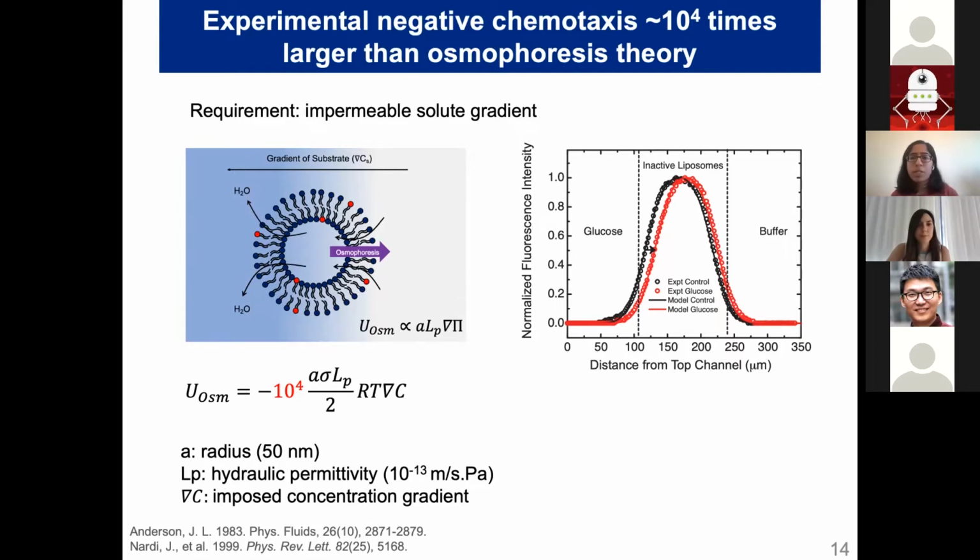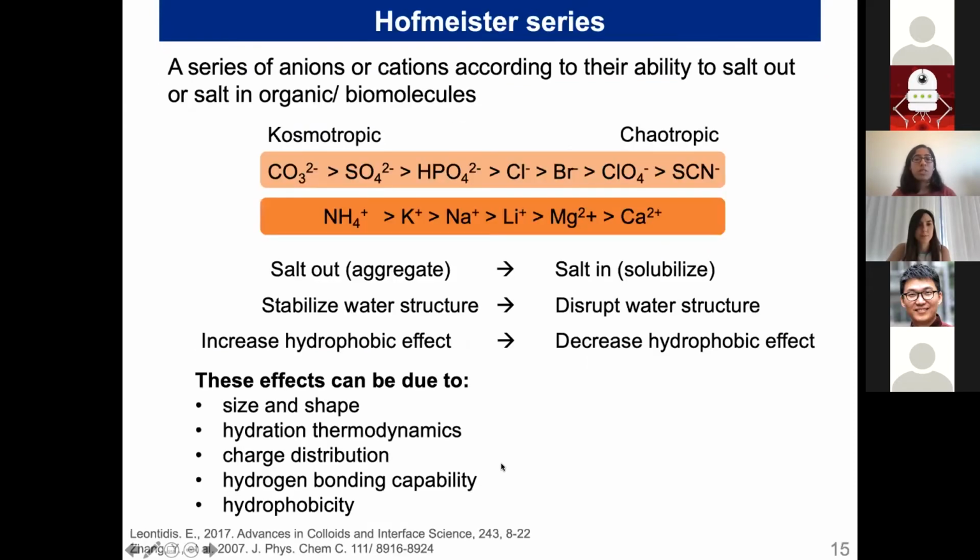So at this point, we had gone through several hypotheses that were available in literature, and we were not sure what was going on in our system. So we went back to literature to dig more about what could be happening, and that's when we came across the Hofmeister series. The Hofmeister series is a series of anions or cations according to their ability to salt out or salt in organic biomolecules.